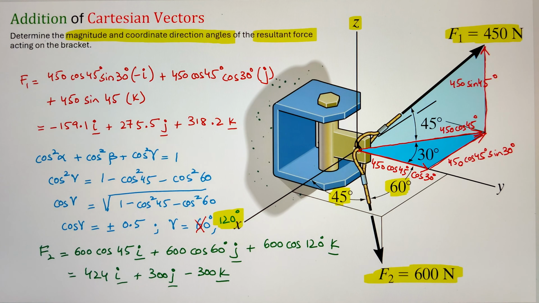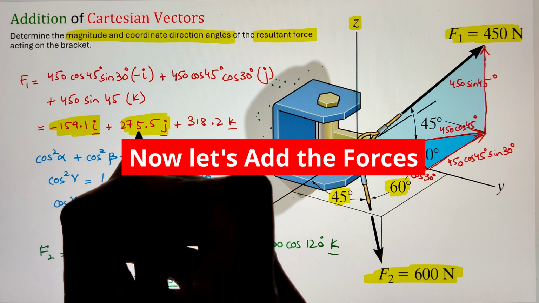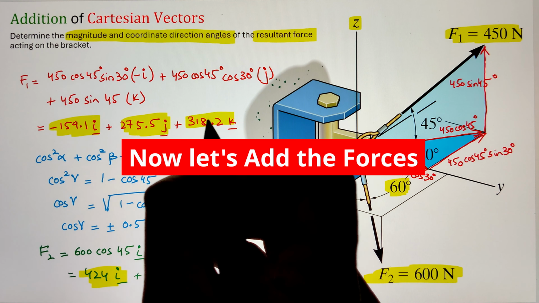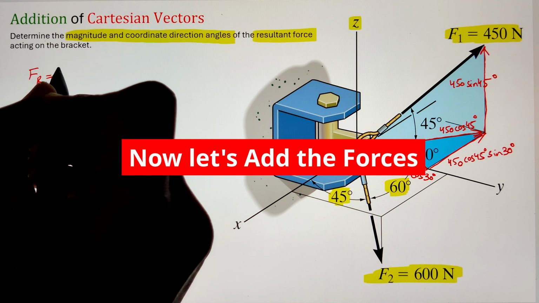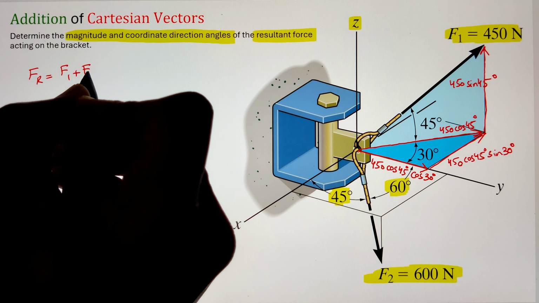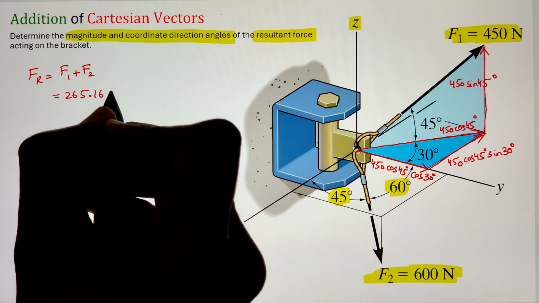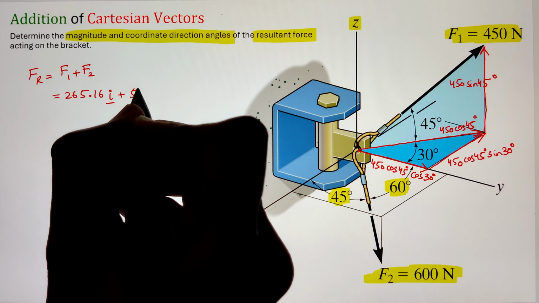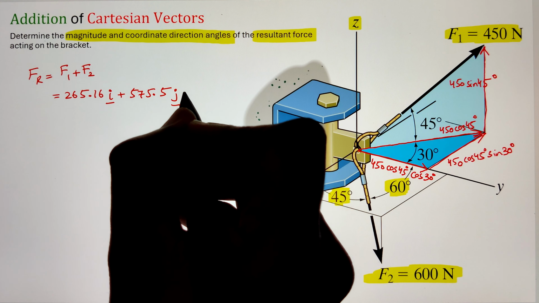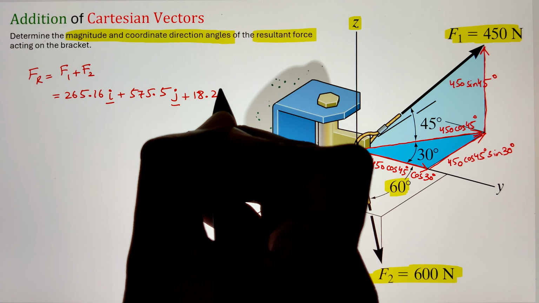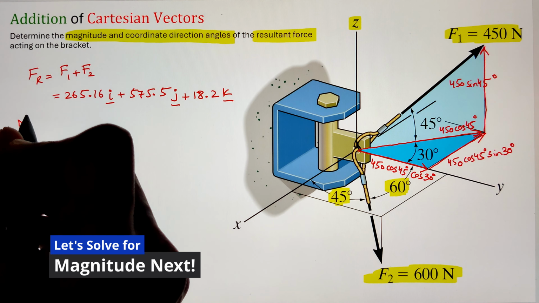Now, once we have both the forces represented in terms of Cartesian vectors, we can go ahead and add these forces together to figure out our resultant force. Here the addition happens in such a way that the i component is added with the i component, the j component is added with the j component, and the k component is added with the k component. So if we do the sum, our resultant force is coming to 265.16 i plus 575.5 j and a sum of 18.2 k Newton.